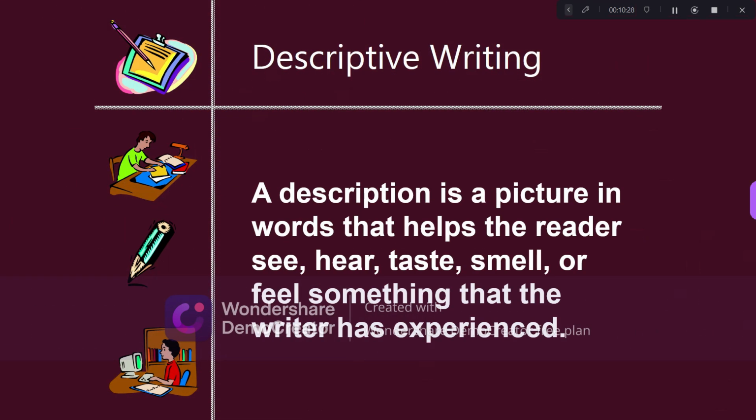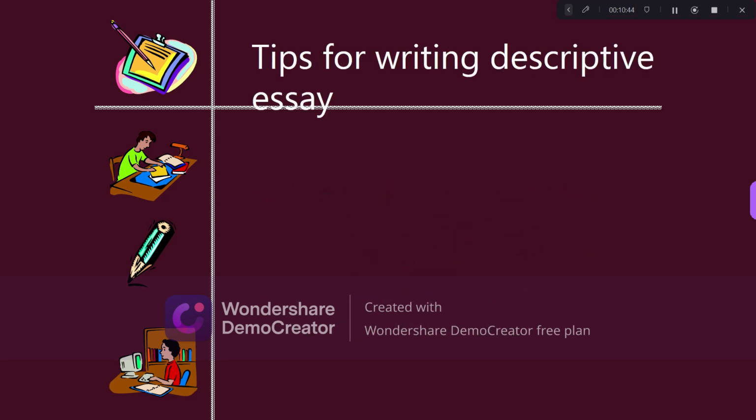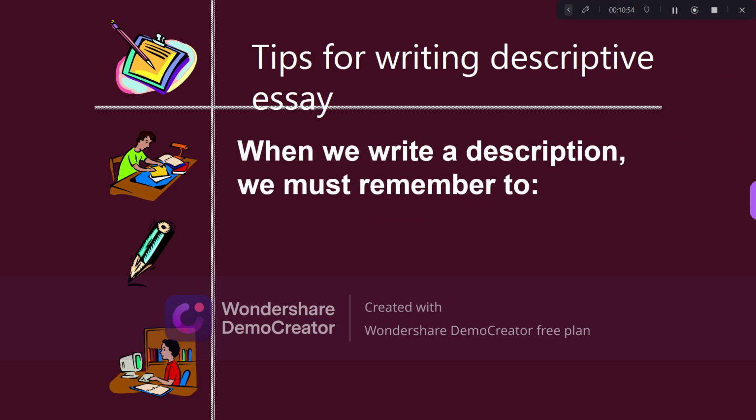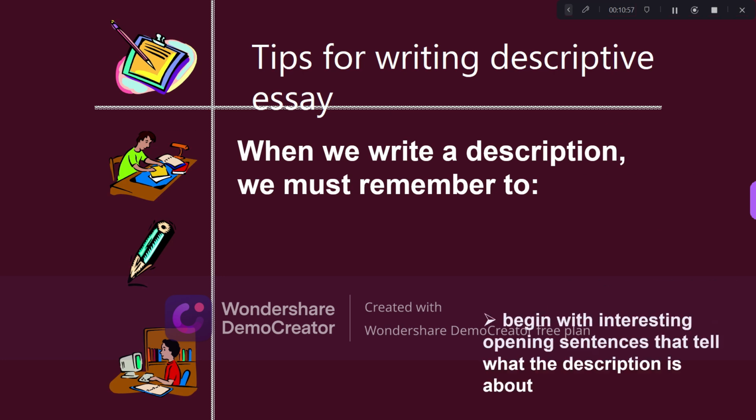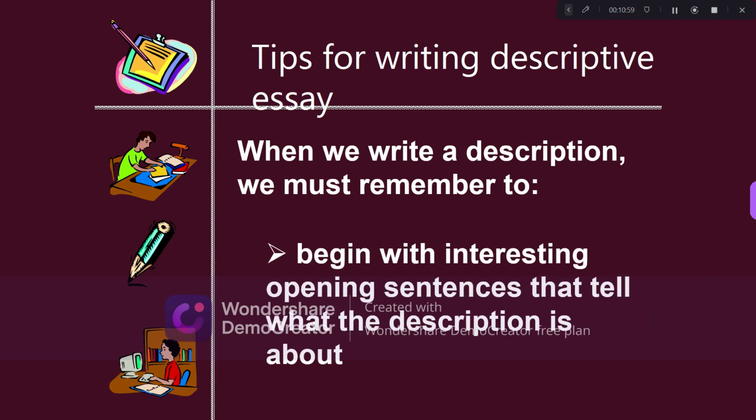Now, descriptive writing. A description is a picture in words that helps the reader to see, hear, taste, smell, or feel something that the writer has experienced. Here you're going to have tips for writing a descriptive essay. First, when we write a description, we must remember to begin with an interesting opening sentence that tells what the description is about.